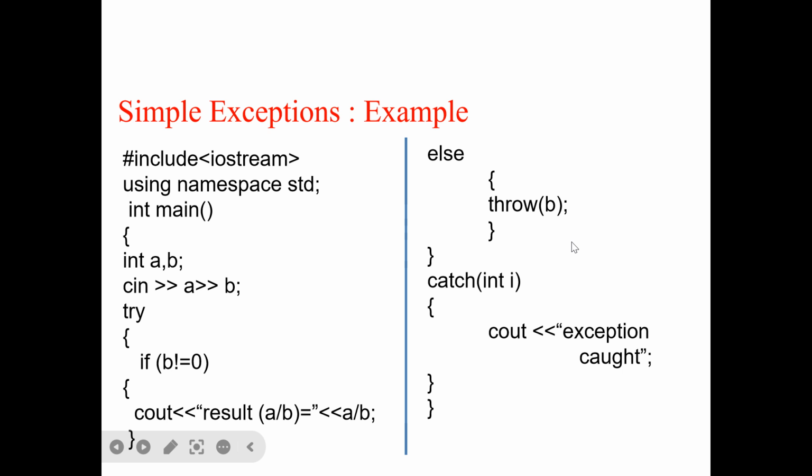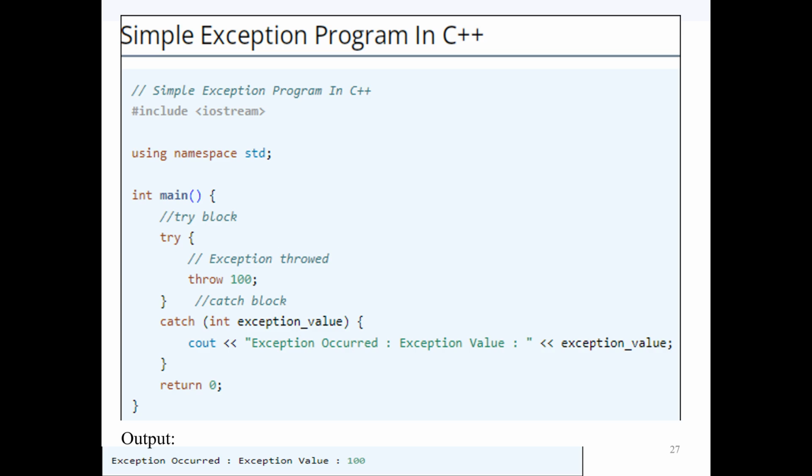The catch block catches the thrown exception, that is an integer, if b is 0. The catch block prints the message "exception caught" to indicate that the exception has occurred. Same like here, in the try block we had written throw 100. So the catch takes the integer value, so we are accepting an integer exception and printing it. If a throw occurs, the catch will catch it and print the exception value, nothing but the 100.